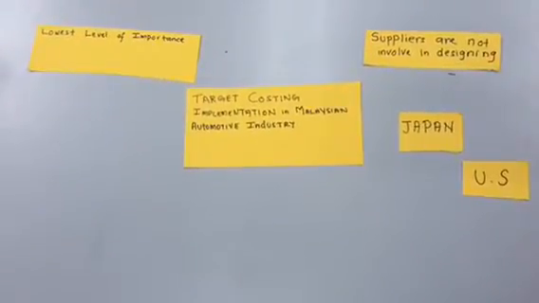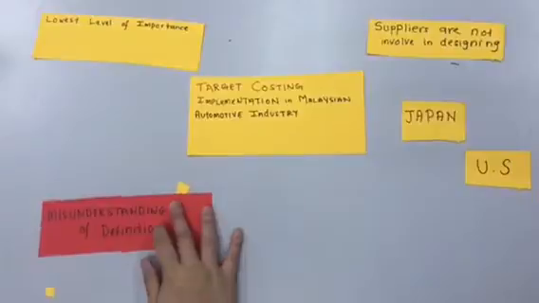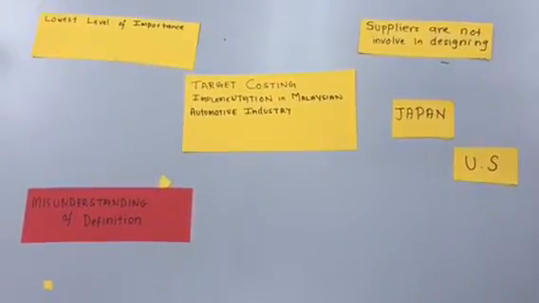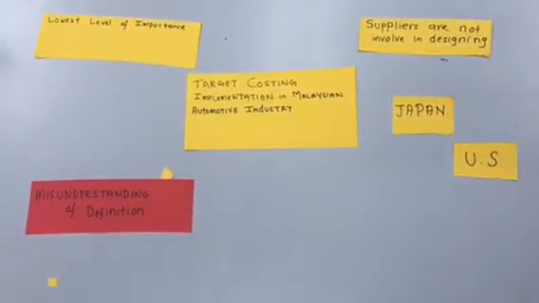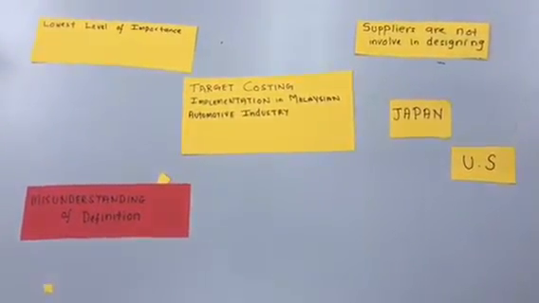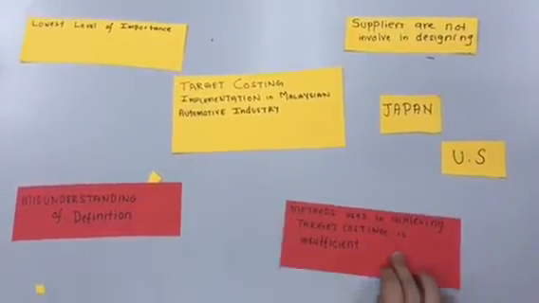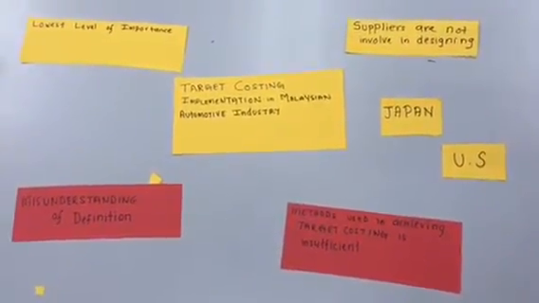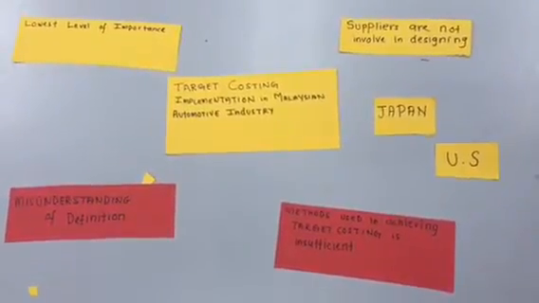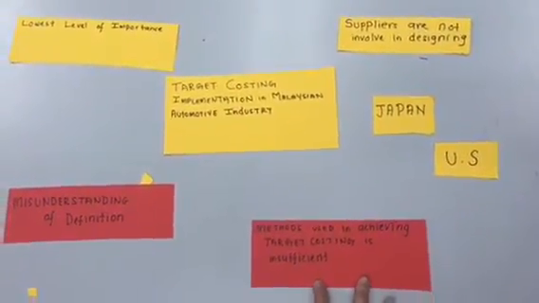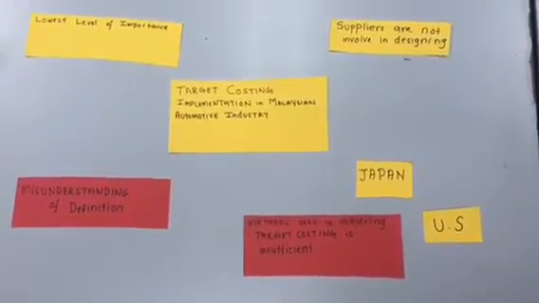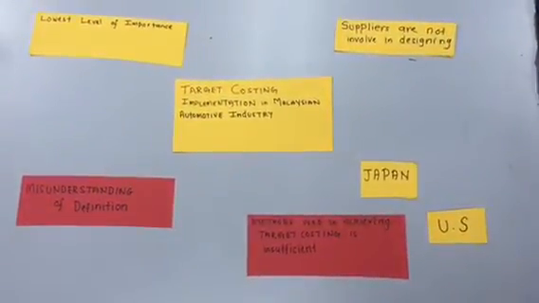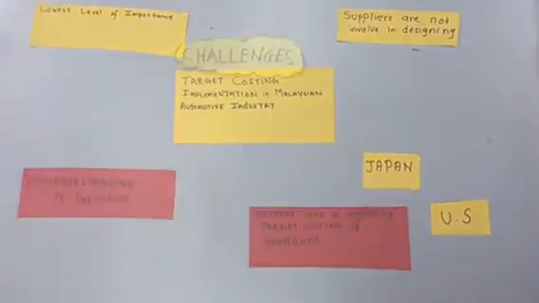Thirdly, there are misunderstandings in the definition of target costing according to Malaysians, hence making their way of conducting the technique wrong. Lastly, methods used in achieving target costing in Malaysia is insufficient. Here, most Malaysians do not practice the correct method as compared to the US and Japan. Therefore, it is evaluated that target costing is not applicable in Malaysia.